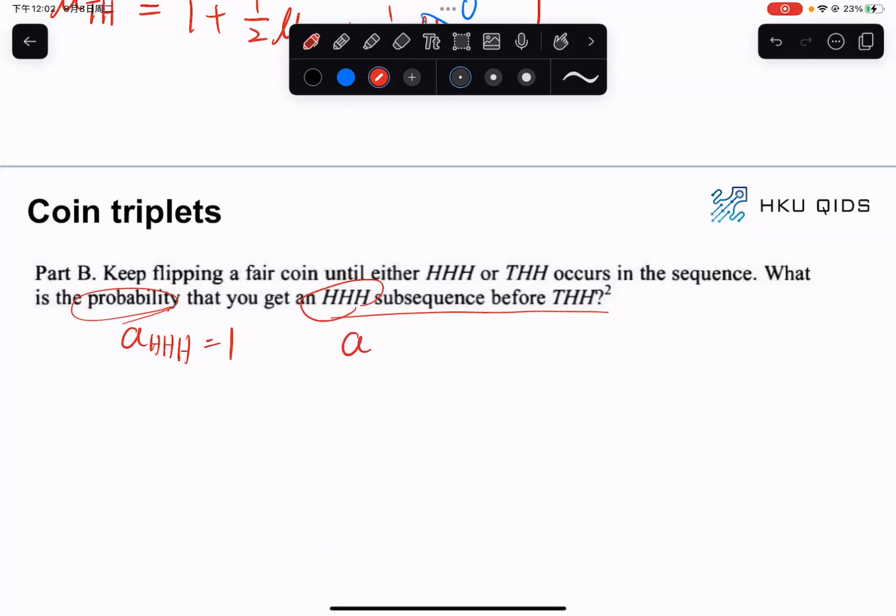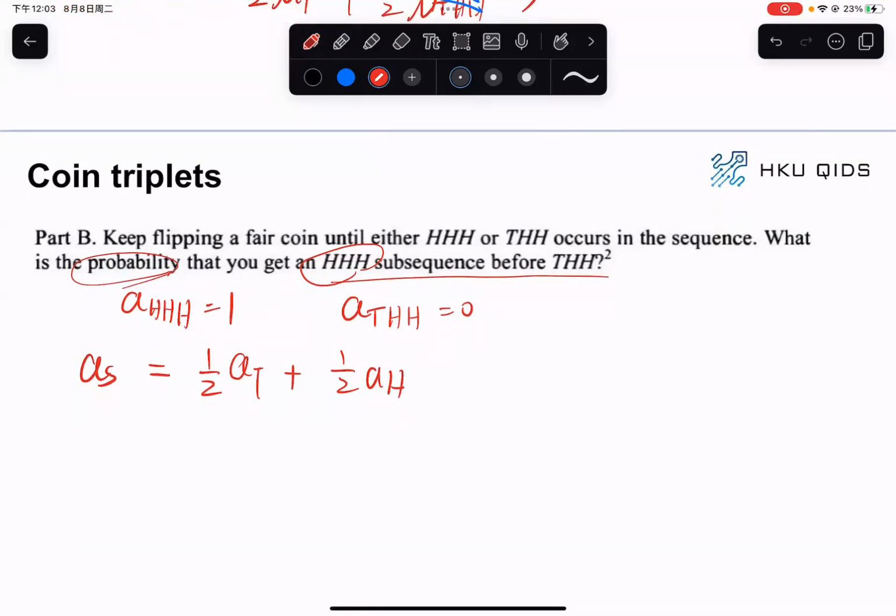And then ATHH should be 0, right? And then again, we're starting from the initial stage. It should be 1 over 2 AT plus 1 over 2 AH. This time we will never come back to the initial stage because we have either T as the first one or H as the first one, right? And then we have AT is going to be 1 over 2 AT plus 1 over 2 ATH.